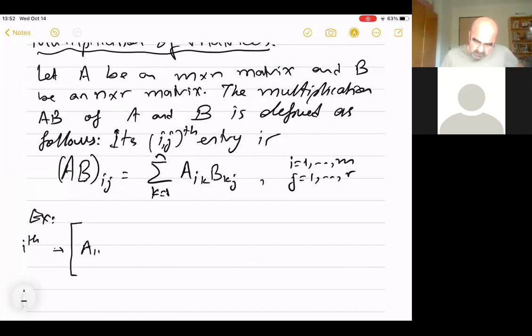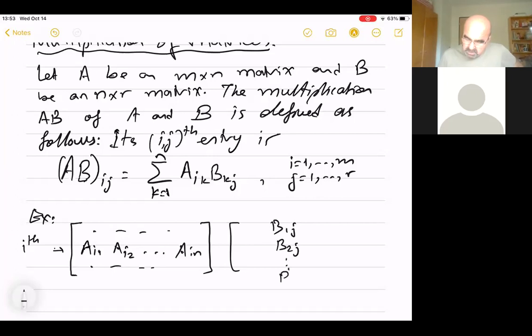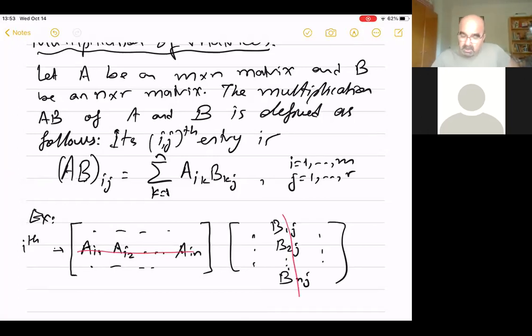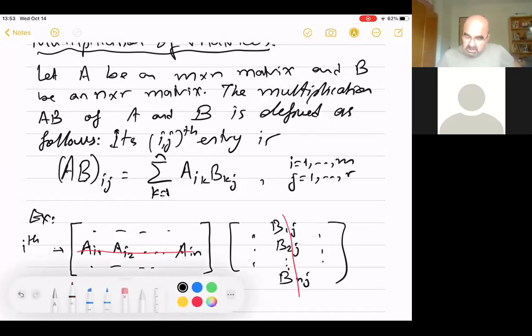This is A_i1, A_i2, A_i, and there's also other stuff here which I will not write, A_in. And the jth column of B, this is the ith row of A, and the jth column of B is something like this: B_1j, B_2j, and B_nj. There are n entries, and also there's some more stuff here. So what we do is you multiply these elements by those and add them up. That's the multiplication.